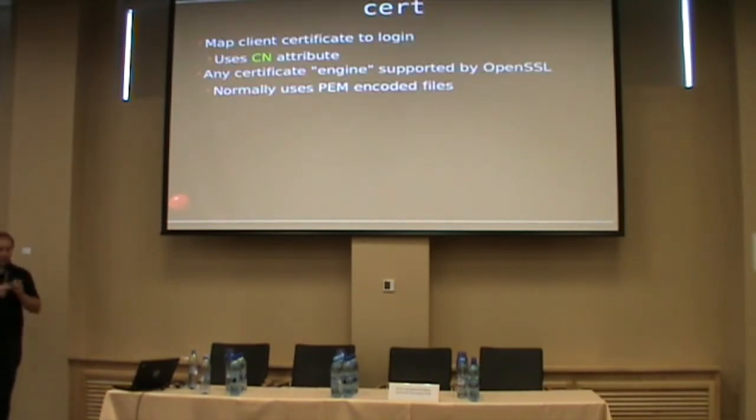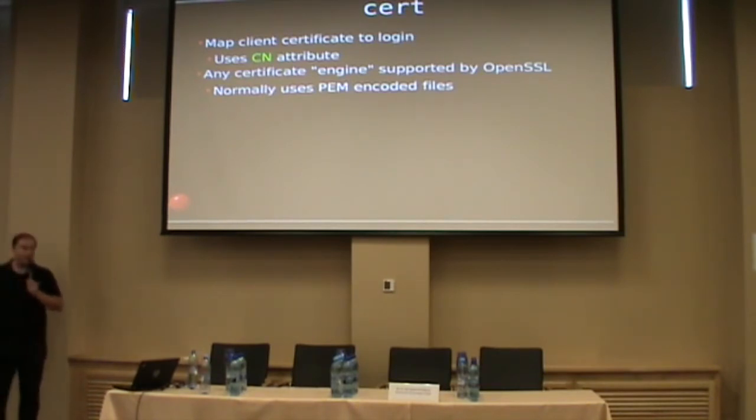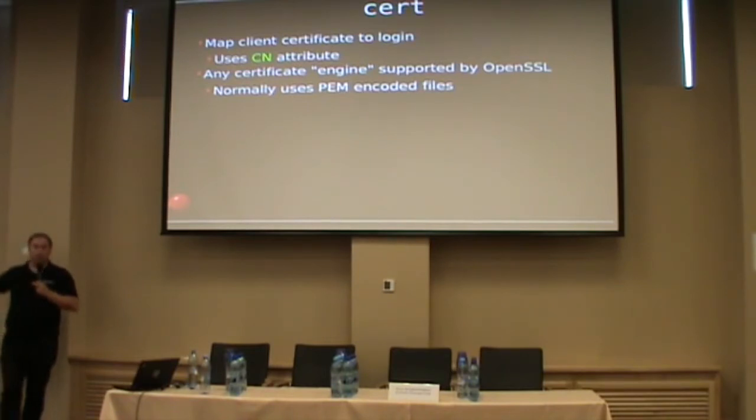The final authentication method I've mentioned, and I've been starting on it before, is certificates, which basically maps a client certificate to a login. And it always uses the CN value. So as I mentioned before, we ignore the rest of the certificate, except validating that it's trusted. But we look at the CN value.